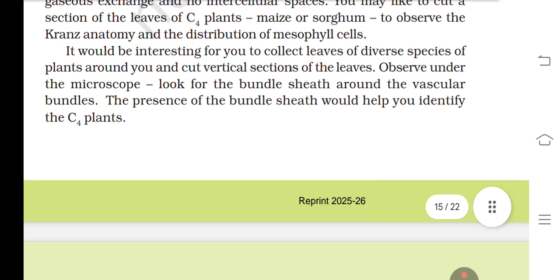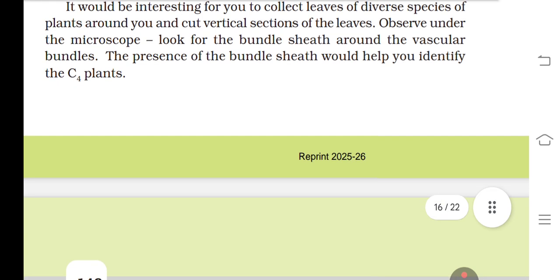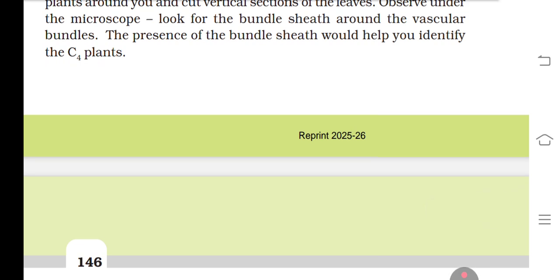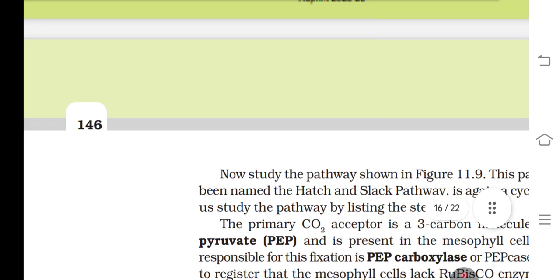It would be interesting for you to collect leaves of diverse species of plants around you and cut vertical sections of these leaves. Observe under the microscope. Look for the bundle sheath around the vascular bundle. The presence of bundle sheath would help you identify the C4 plant.